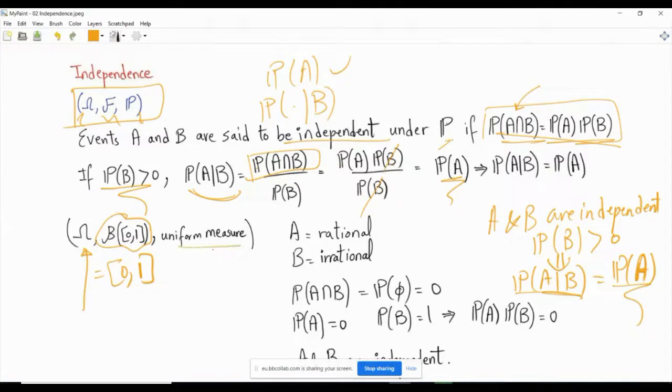And let's now have the uniform measure. Okay, let's define two events. A is the set of rational numbers living in [0, 1]. B is the irrational numbers living between 0 and 1. Okay, so those are A and B. Now, what is the probability of A intersection B?